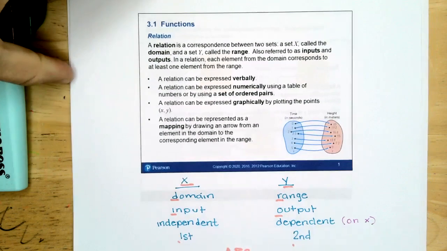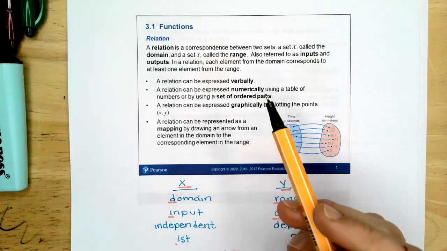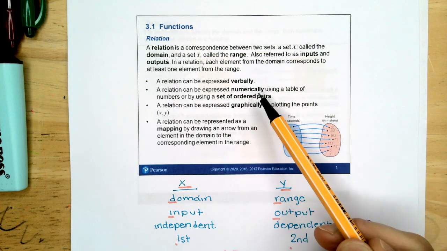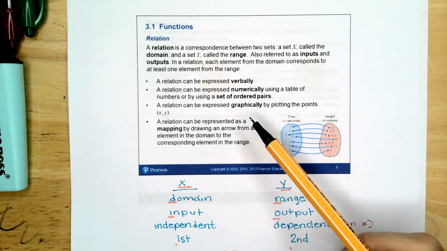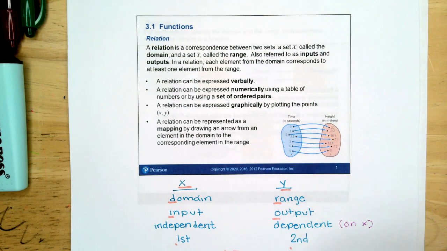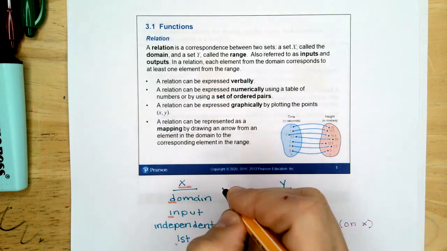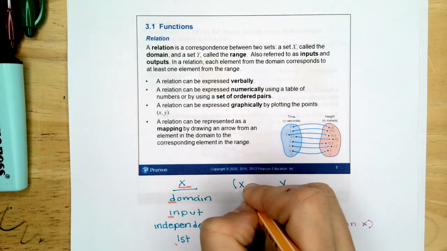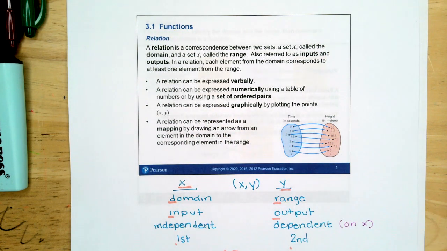There are many ways to express a relation. A relation can be expressed verbally, numerically, using a table of numbers or a set of ordered pairs, or it can be expressed graphically by plotting the points x, y, right? Because x, y is just like the point x comma y, okay? A relation can also be represented as a mapping by drawing an arrow from an element in the domain to the corresponding element in the range.